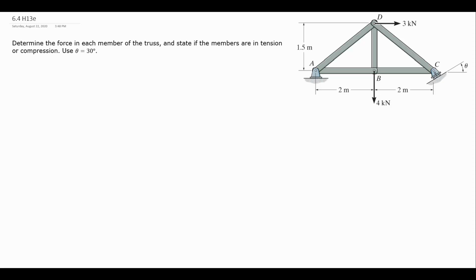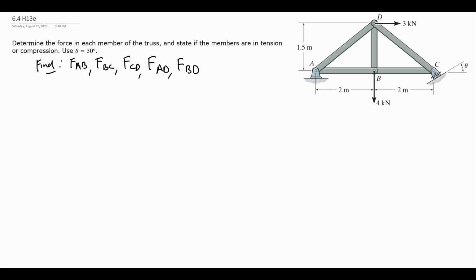In this problem, we're to find the force in each of the 5 members that make up this truss. So, giving them names now, we want FAB. We will want the force in member BC, CD, AD, and the force in BD.